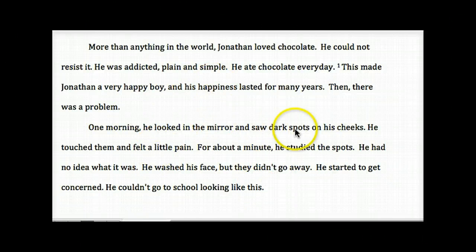So now as I continue to reread my draft, I'm seeing where I might want to make a second revision. Down here at the end of what I have so far from my draft, in these 2 sentences somewhere, I think I need to say something more about Samantha. He started to get concerned. He couldn't go to school looking like this. This is the reason why he's so concerned. What is Samantha going to think when she sees him like this? So I'm going to go ahead and add a revision. I wrote a 2 here, and now I'm going to go back to my writer's notebook and write the second revision.